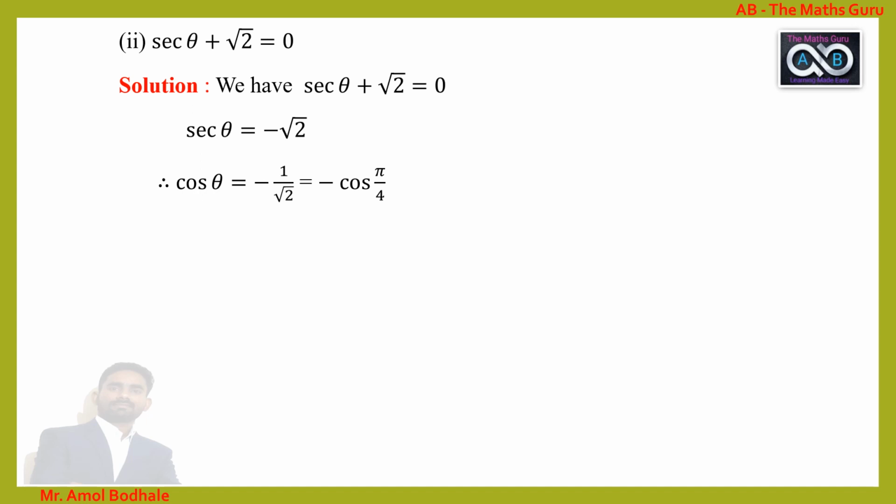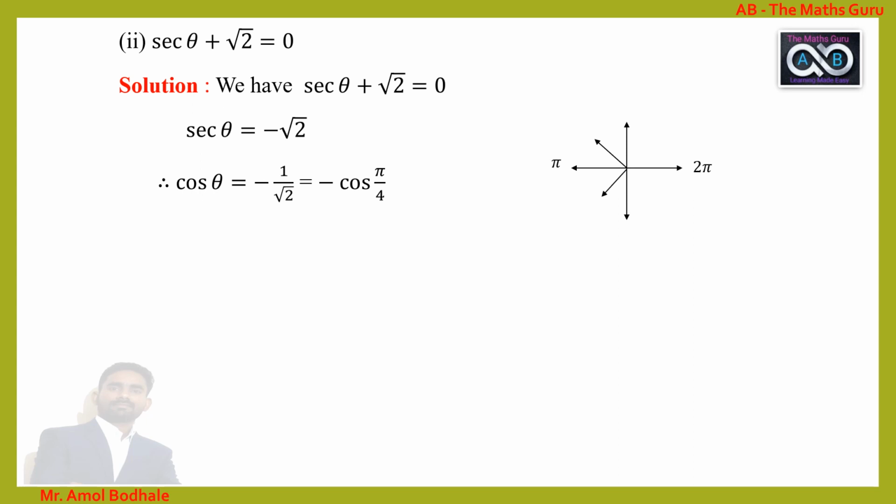So we keep the negative symbol as it is, and 1 by root 2 is replaced by cos of pi by 4. But here LHS is cos theta and RHS is minus cos of pi by 4, so we must convert this negative cos in terms of positive. We know that cos theta is negative in the second and third quadrant. An angle in the second quadrant can be written as pi minus some angle, and an angle in the third quadrant can be written as pi plus some angle. We can use any one, so let's use pi minus some angle.